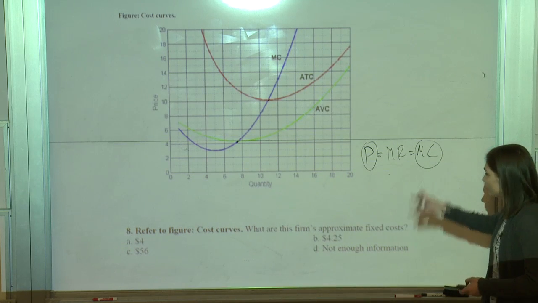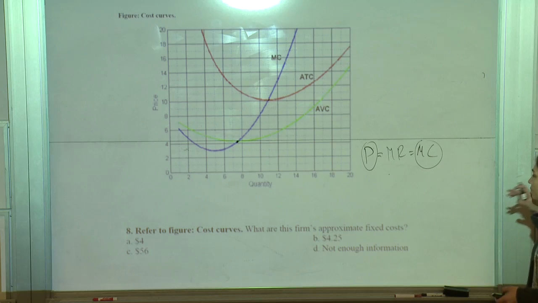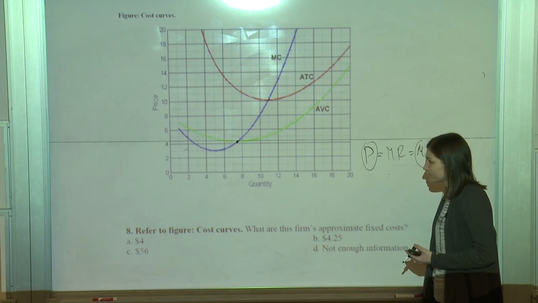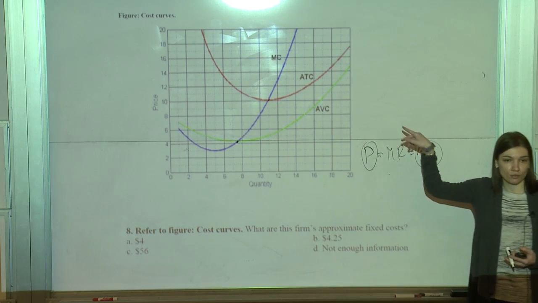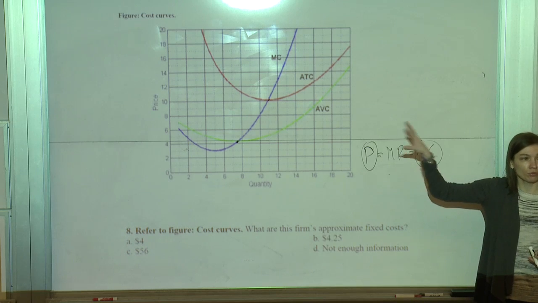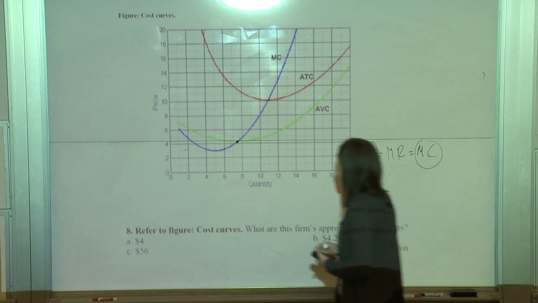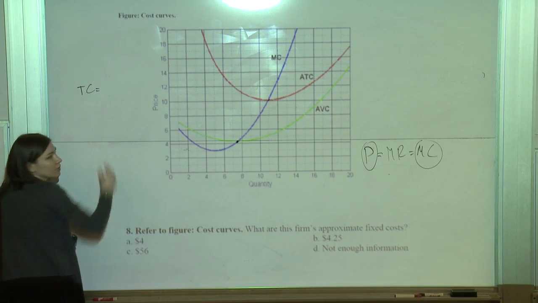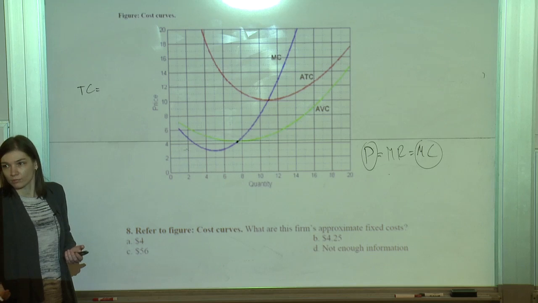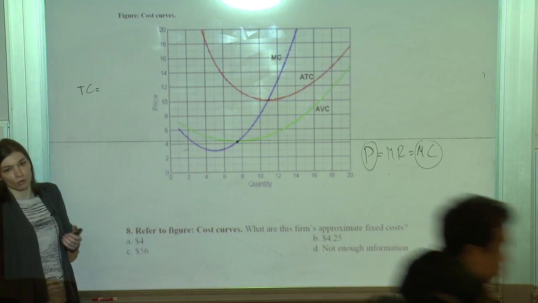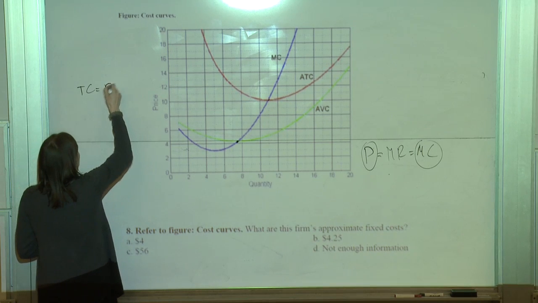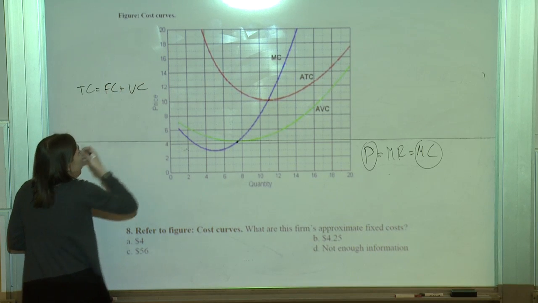Okay, next question, same picture. What are this firm's approximate fixed costs? So now we need to find what the fixed costs are. We don't have the average fixed cost curve here, but we do have the average total and average variable. We know that the total cost is the sum of the fixed and the variable. The total is the sum of the total fixed and total variable at any quantity. So that's the fixed cost plus the variable cost.